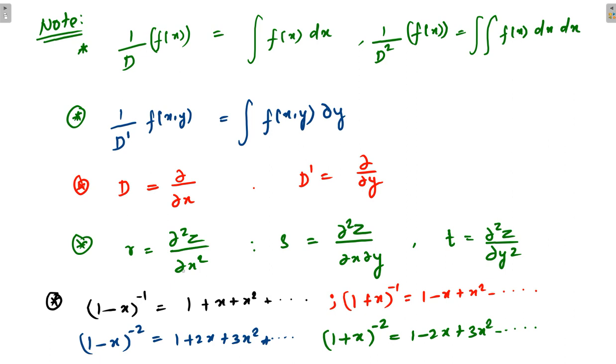And we already have the notation r, s, t, where r is the second derivative, dou square z by dou x square. S is dou square z by dou x dou y. T is dou square z by dou y square. So these are the formulas we have already studied. This formula is called binomial expansion: (1 minus x) to the power minus 1 is 1 plus x plus x square and so on. We apply these formulas when the function R is a polynomial, right?